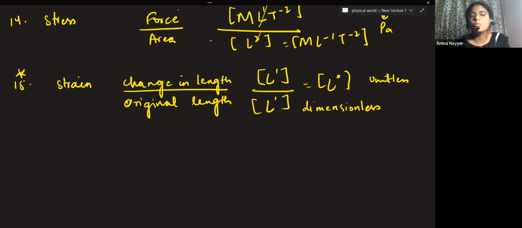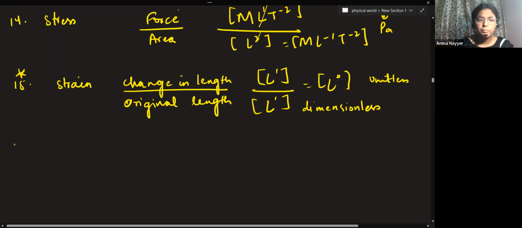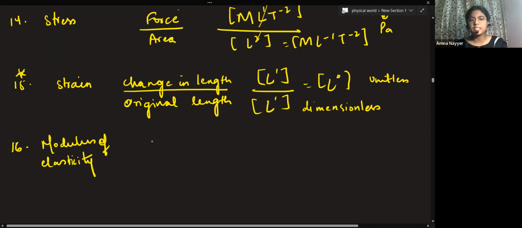So that quantity is known as strain. Just remember the name of the physical quantity. Then you have modulus of elasticity. Now elasticity is basically stress divided by strain. Ratio of stress divided by strain.